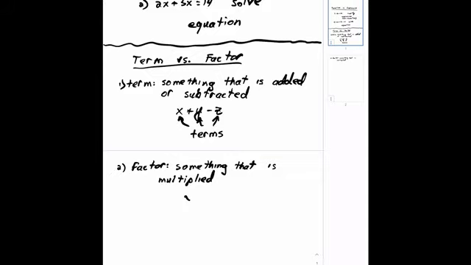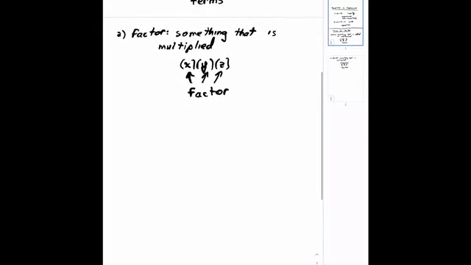So, for example, if we have x times y times z, each of these things is a factor. Okay, so you should know what makes something a term or a factor. If you look at something, you should know whether it's a term or a factor, whether it's something that's added or subtracted, or whether it's something that's multiplied. Now, what difference does it make whether you know this or not about terms versus factors?